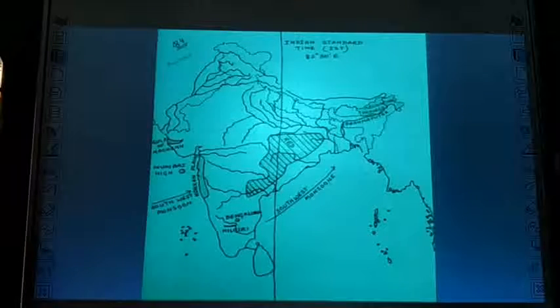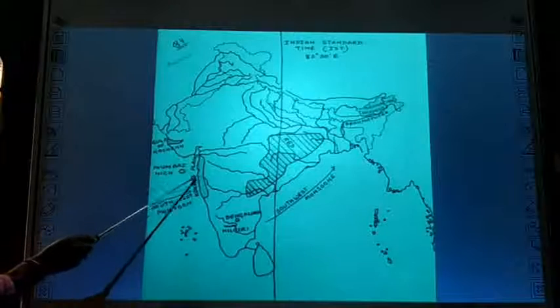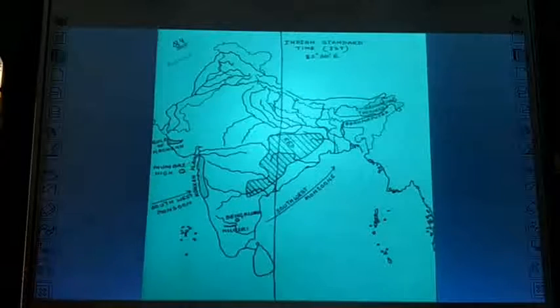Next, shade and name the Konkan coastal plains. The Konkan coastal plains. Here, it covers the coastal plains of Maharashtra and Goa.